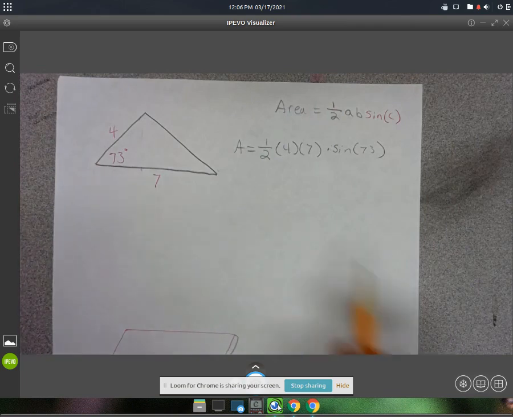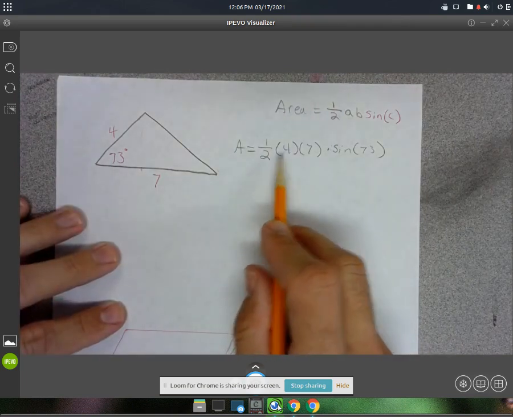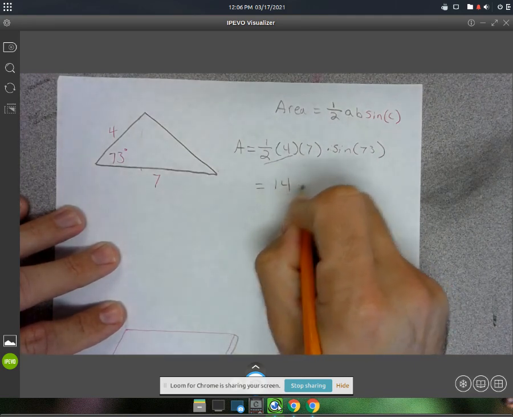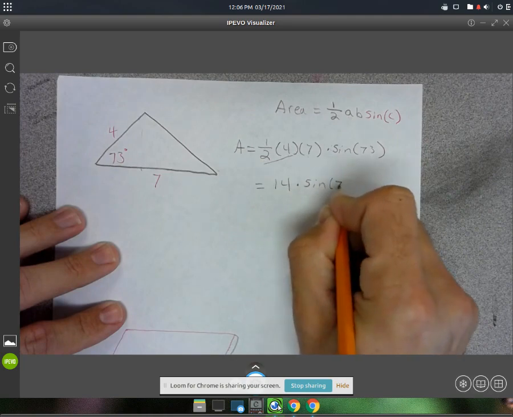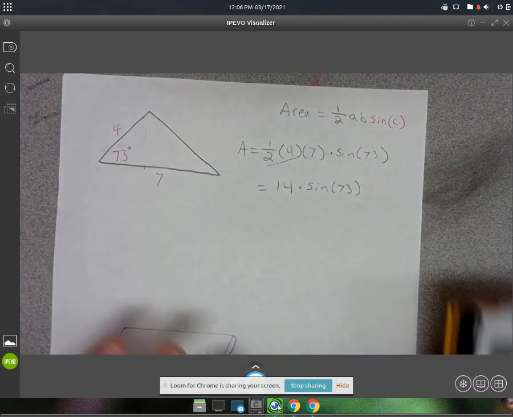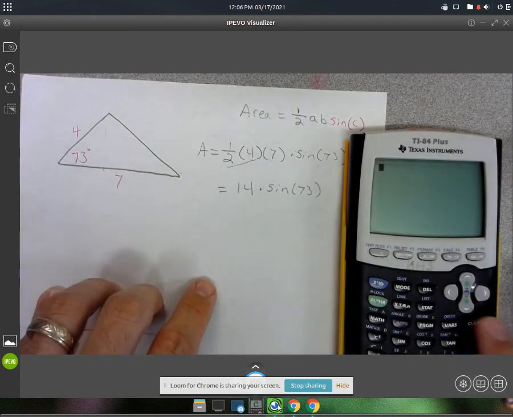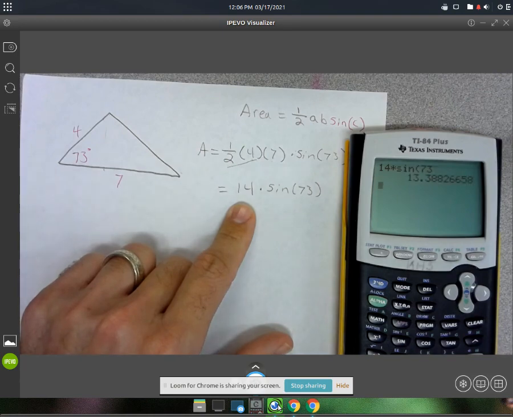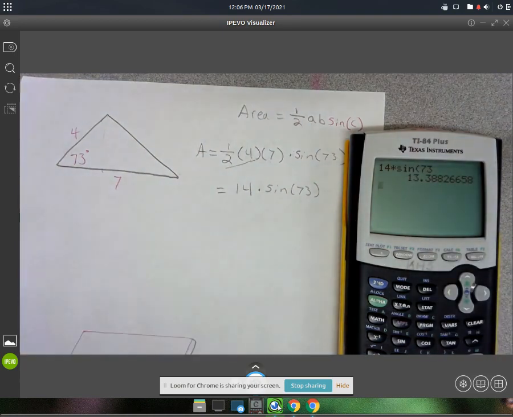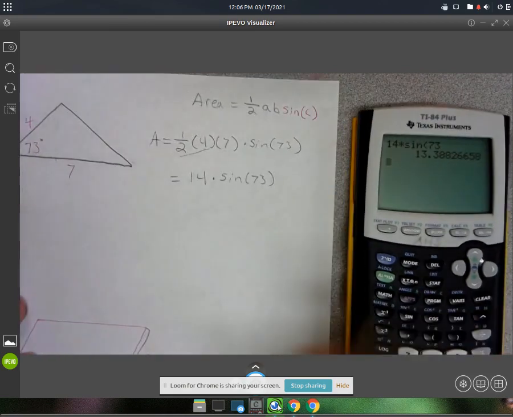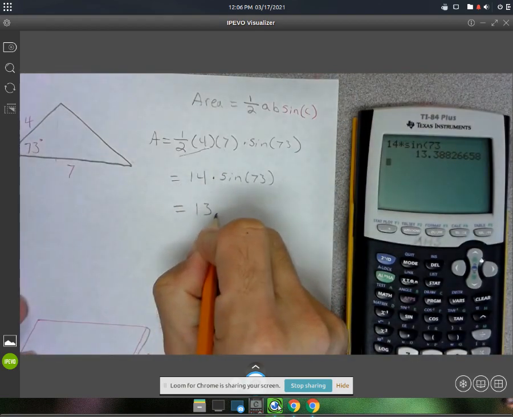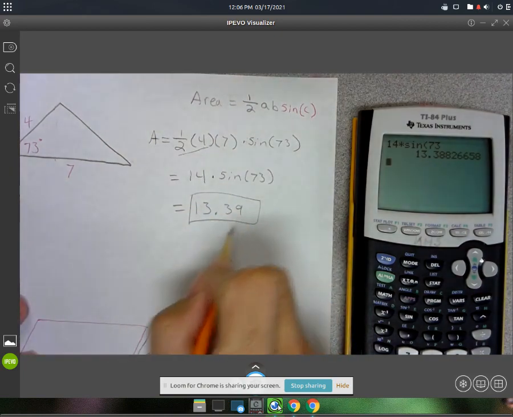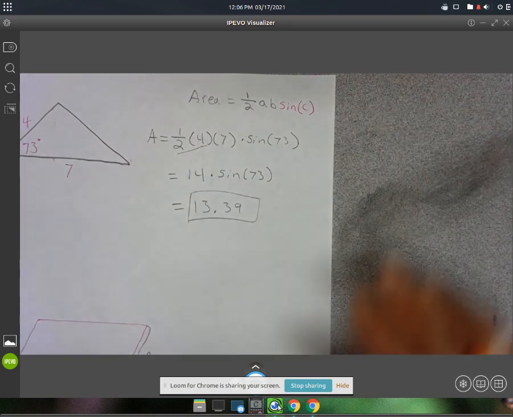I could simplify this, I guess. 1/2 of 4 is equal to 2. 2 times 7 is 14 times sine of 73. This is where your calculator comes in. So 14 times sine of 73, and we're going to round it to 2 decimal places here. So I get 13.39. That's it. That would be my area, 13.39, square units or units squared. So it's not too bad.